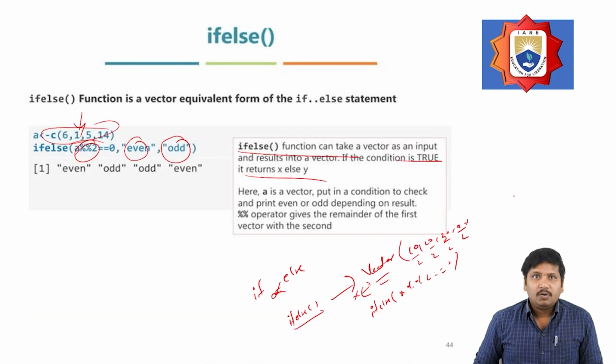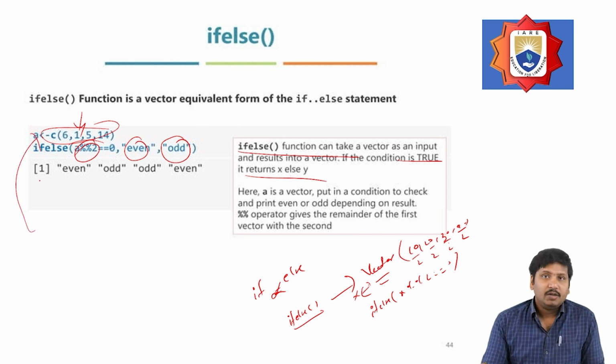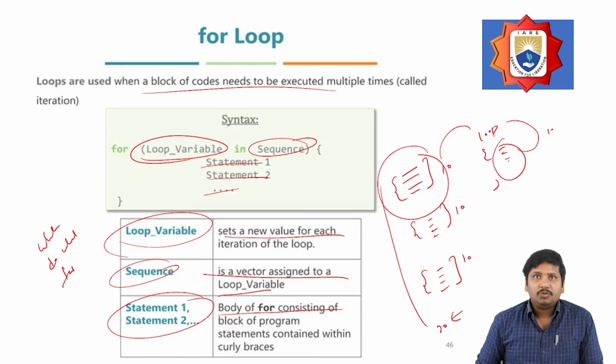So what I explained here is that ifelse is used on a vector. ifelse is another kind of function that is used on vectors when I apply the ifelse condition, and this should be the loop statement.